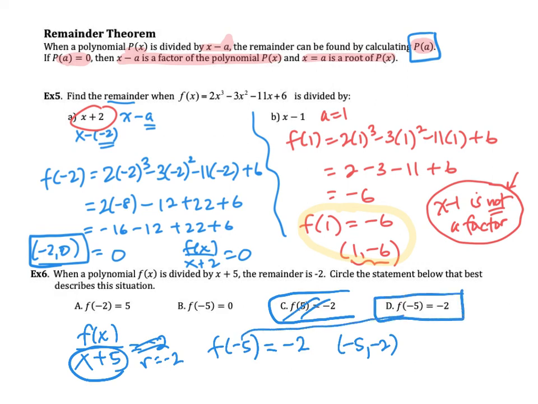When I plug in negative 5 for x, I get negative 2 as a result. So the remainder is the y coordinate on the graph. And if it is a factor, that y coordinate will be 0, and it will go through the x-axis at that point. If you get a numerical value, well, you just have a specific point on that graph.